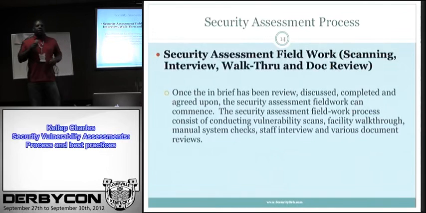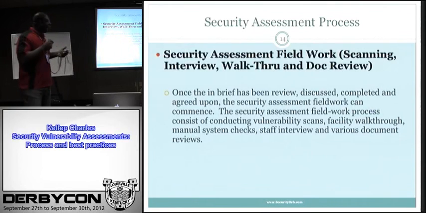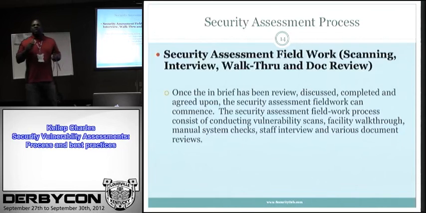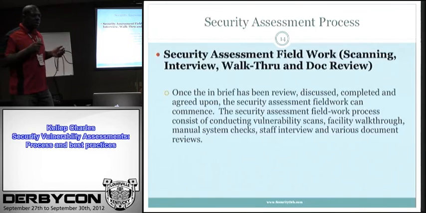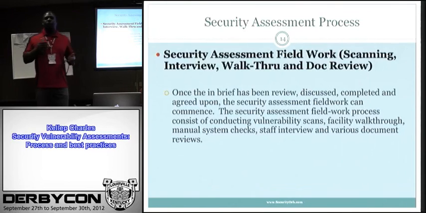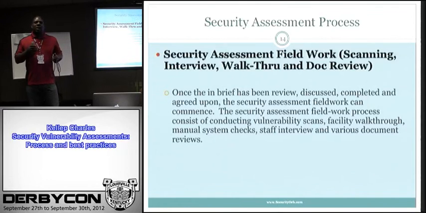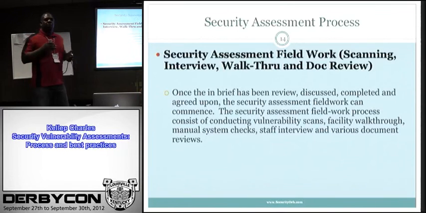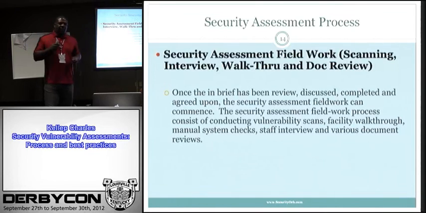As for the field work, this is where the real work is done. Most of the time when we go into a facility, we do about 2 scans. We do what you call an initial scan of the network. We get the results, sit down with the system administrators and go over them. Depending on the amount of results, we give them maybe 1 or 2 days to fix the problems. Once the problems are fixed, we'll do a final scan and take that information.